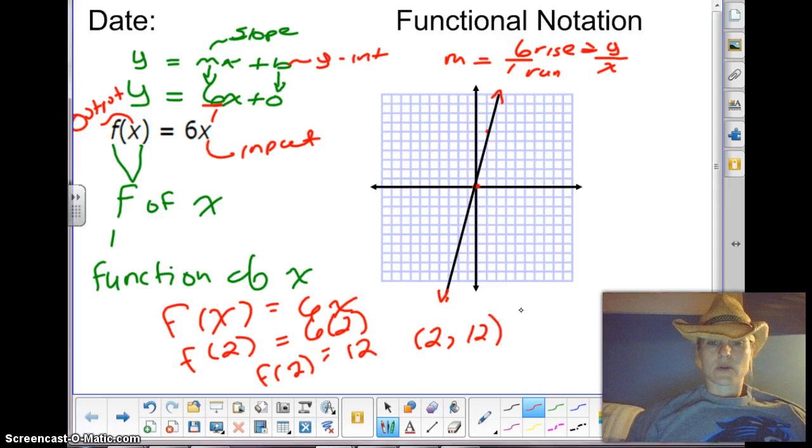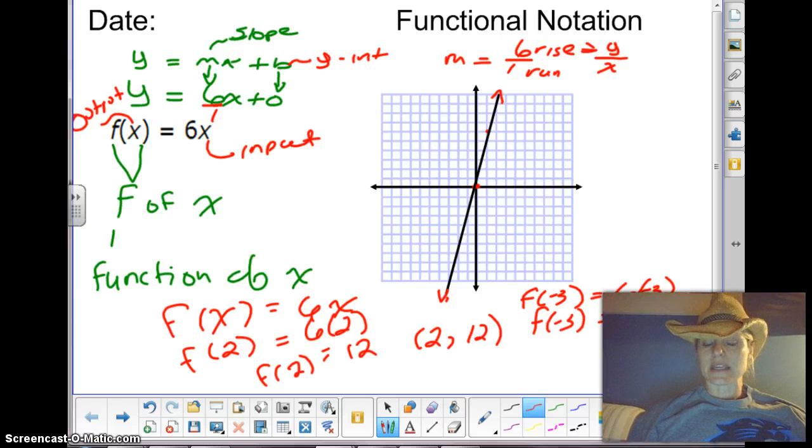Okay? So I could ask for what is f of negative 3. So I go back to my equation here, 6x, and instead of x, I'm going to plug in negative 3. So what this means is when I plug in negative 3, I get negative 18. So therefore, when the input is negative 3, my output, or my y, will be negative 18.